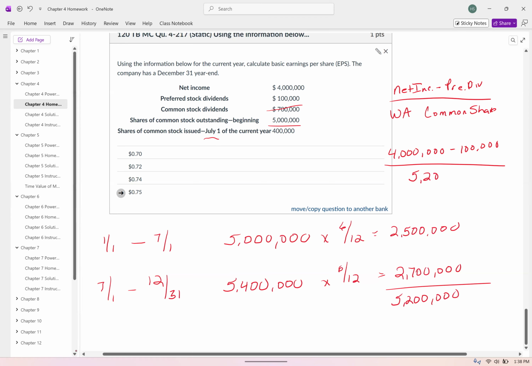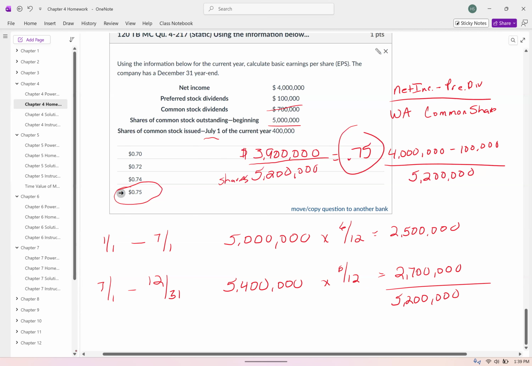So we'll take that formula and you will end up with 3,900,000 divided by 5,200,000 shares. So we have dollars over shares, and you should get 0.75. That is the answer on that multiple choice question.